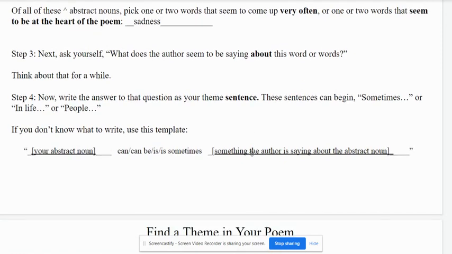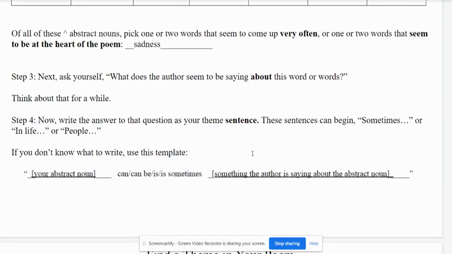Now, from this point on, you do the same thing that a person would have done if they did method 1, which is you ask yourself, well, what is your author saying about sadness? And I want you to really stop and think. The way you know what your author is saying about sadness is by looking at what happens in the poem.